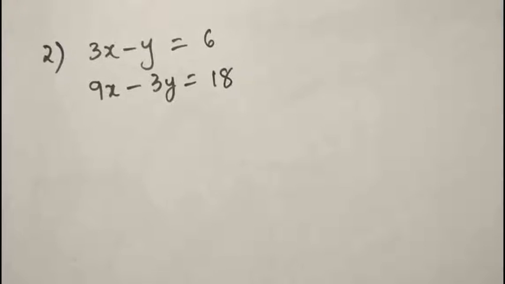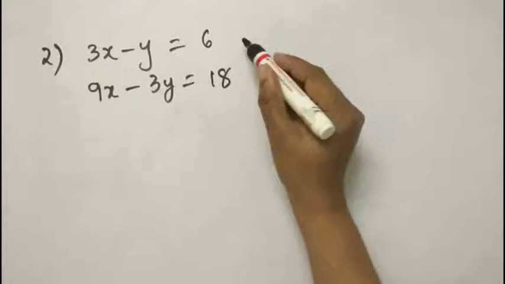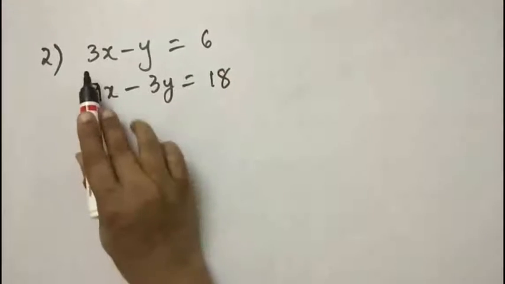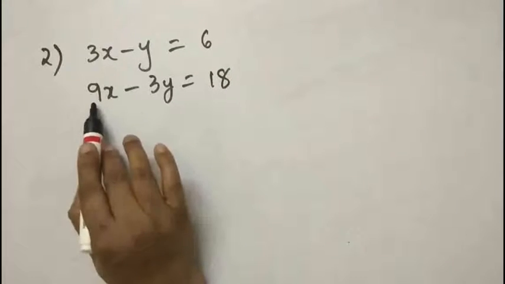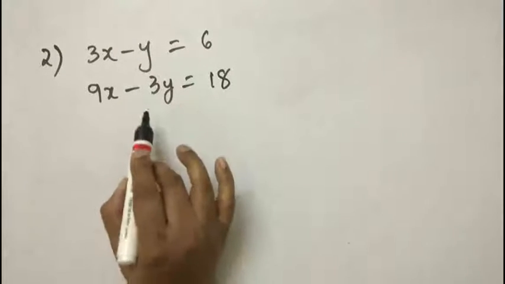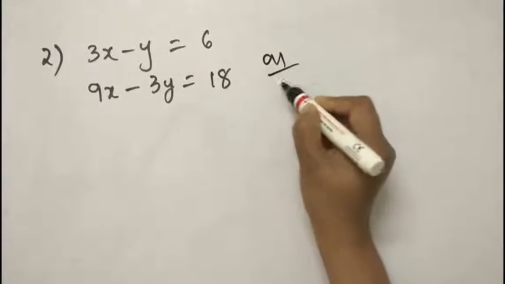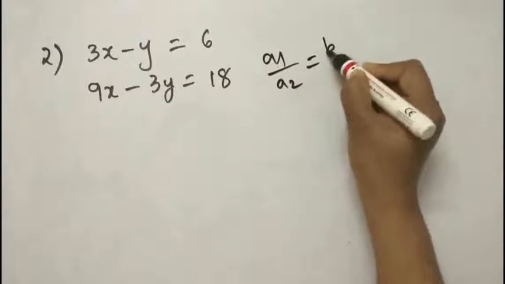Suppose these two equations are given and asked to solve using the elimination method. If we observe here, a1 by a2, that is 3 by 9, is 1 by 3. Here it is minus 1 by minus 3, which is nothing but 1 by 3. So, we got a1 by a2 equal to b1 by b2.